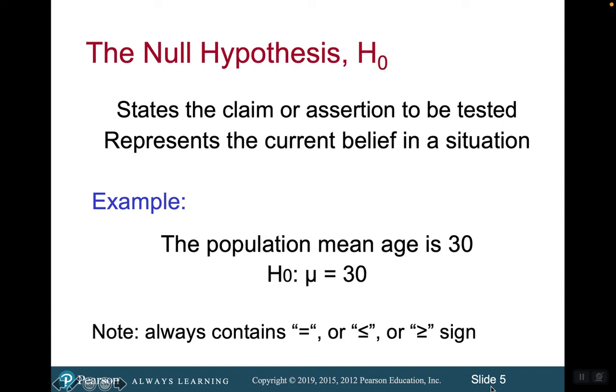One of the things to remember when we're looking at the null hypothesis is that it's going to be either an equal sign, a less than or equal to, or a greater than or equal to. It's either equal to a value, less than or equal to a value, or greater than or equal to a value.